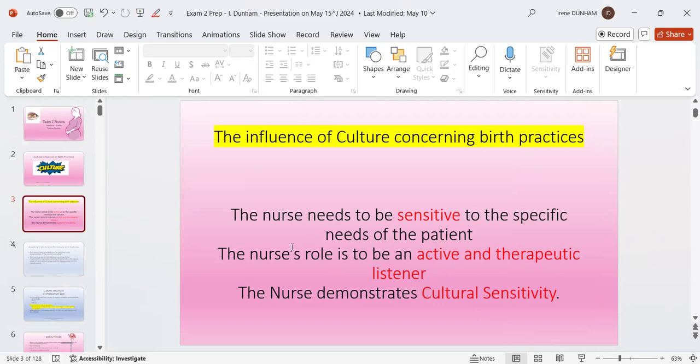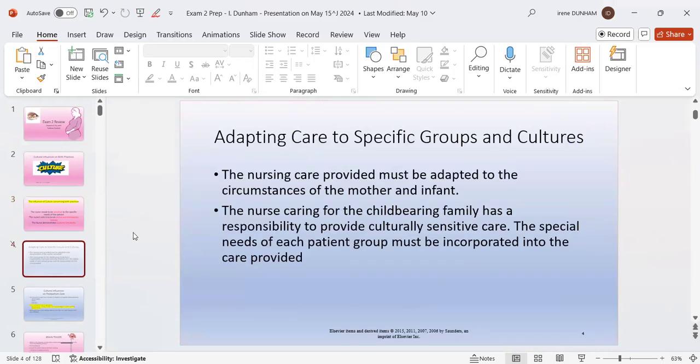Cultural sensitivity. A lot of questions will trick you up because sometimes they ask you whether the nurse is being sensitive or non-sensitive, and that's where it gets a lot of students. So you're going to adapt your care to specific groups and cultures. They all have their own little culture. In the labor room, we are very much into that because we want to keep our patients cool, calm, and collected. Labor in itself is hard enough for our patients, so we don't want to create any barriers.